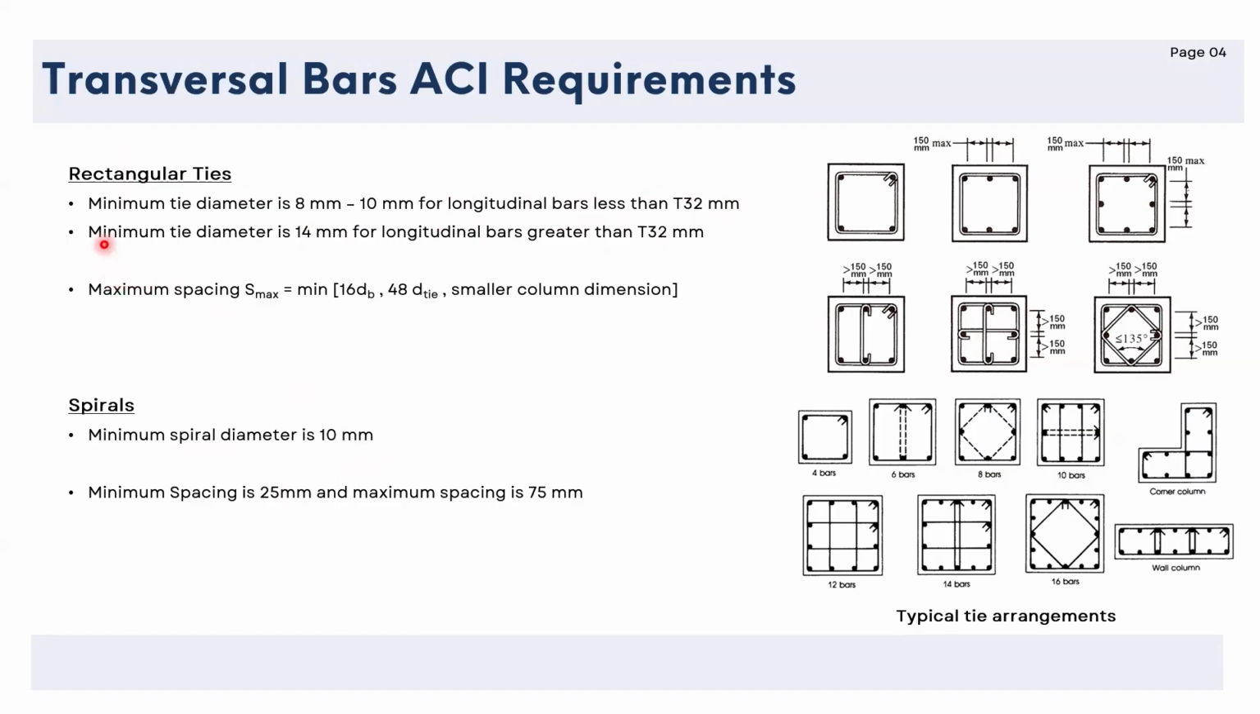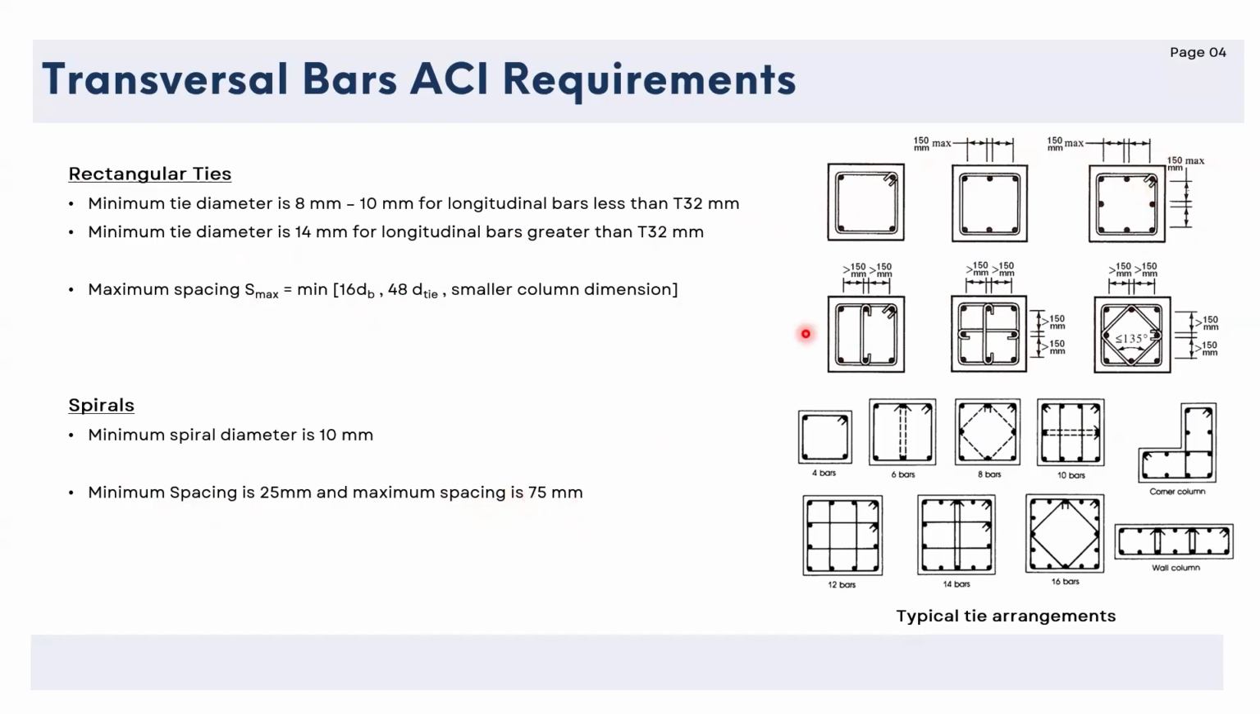As for the spacing between ties, a maximum allowed spacing is 16 times longitudinal bar diameter, or 48 times the tie diameter, or the smaller column dimension. So depends on this dimension of the column and the diameter of the tie and the diameter of the bar, the maximum spacing for rectangular ties is determined. As for the spirals, the minimum spacing is 25 millimeters and the spacing should not exceed 75 millimeters.